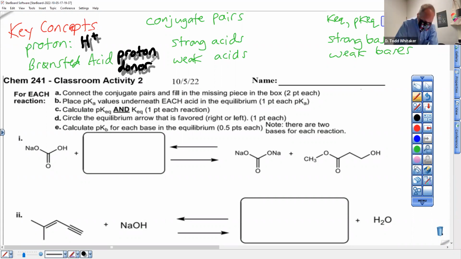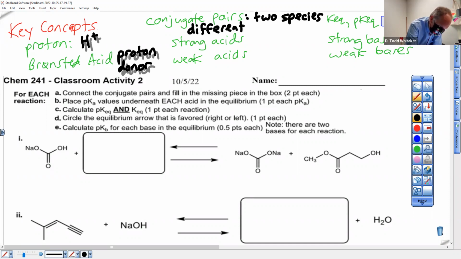Okay, conjugate pairs. I'm gonna go to a normal pen here. A conjugate pair, 2 species, different by only H+. What's another way to say H+? Proton. I'm going to keep doing them together, always together until I stop, and then you're just going to hopefully know. Every time he says it, H+, he's talking proton.